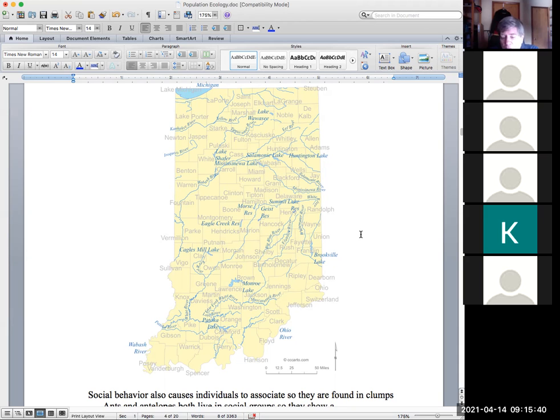Now, there are other reasons why we see clumped populations. Some organisms live in social groups. If we look at a pride of lions, it is usually a group of sisters, sometimes female cousins, and their cubs, and usually one adult male. Juvenile males are kicked out of the pride, typically when they're about 2 years old.